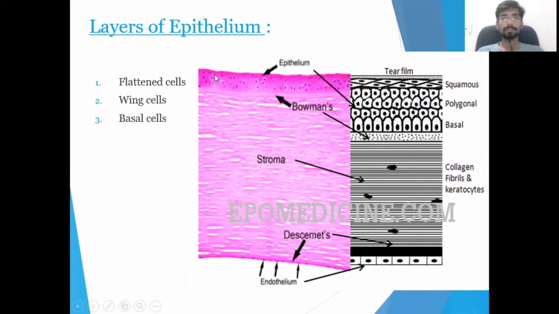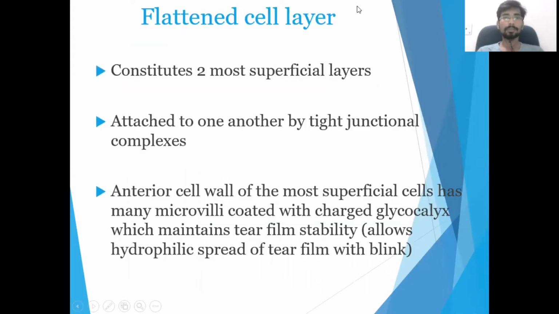The 5 to 6 layers of epithelium have flat cells, wing-shaped cells and basal cells. It is a non-keratinized stratified squamous epithelium. The flat cells are the two most superficial layers, attached to one another by tight junctional complexes. The anterior cell wall of the most superficial cells has many microvilli coated with charged glycocalyx, which maintains tear film stability and allows hydrophilic spread of the tear film with the blink.